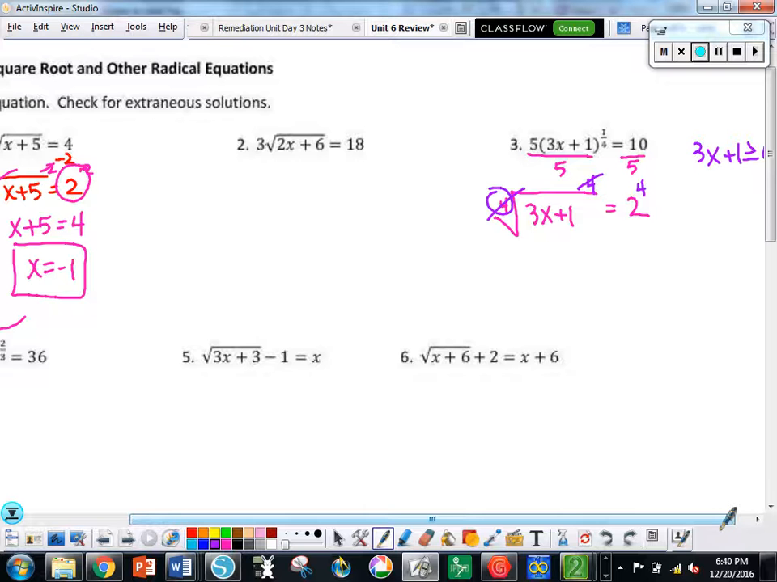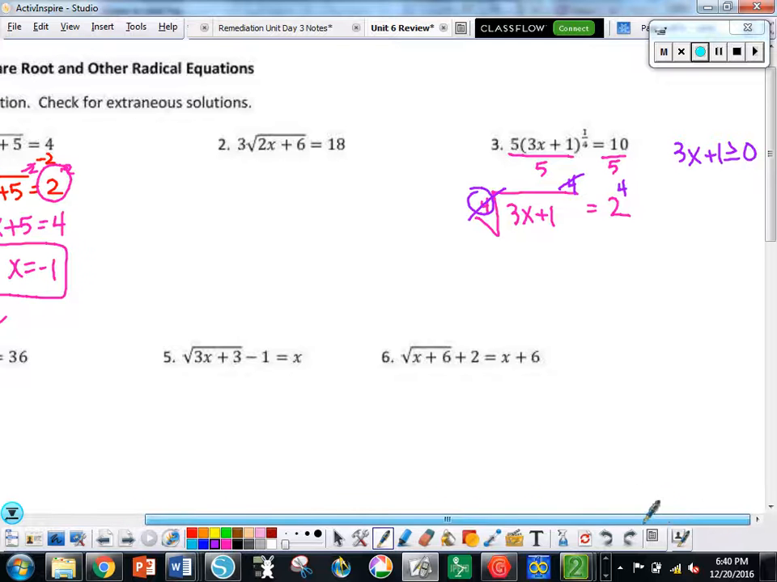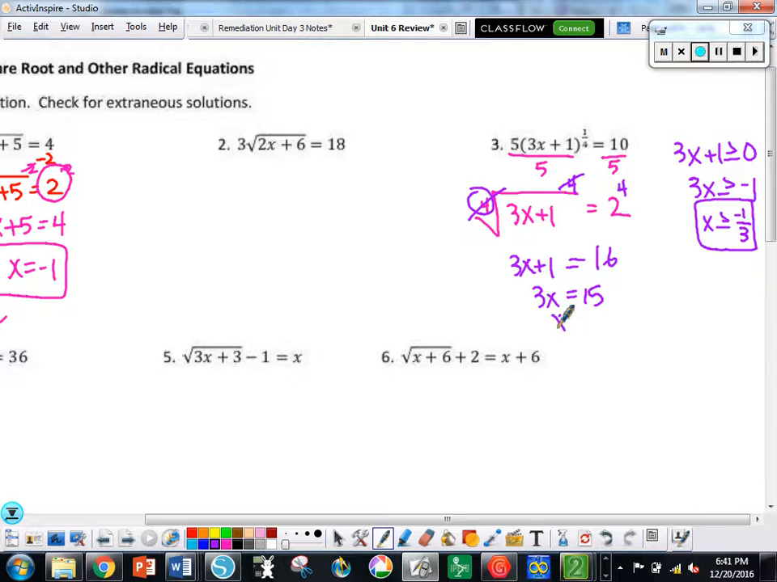Jump back to here though. Keep solving, subtract the 1. 3x has to be greater than or equal to -1, which means x has to be greater than or equal to -1/3. Okay, let's raise both sides to the 4th. We did that. I get 3x plus 1 is equal to 16. Subtract the 1. X is equal to 5.